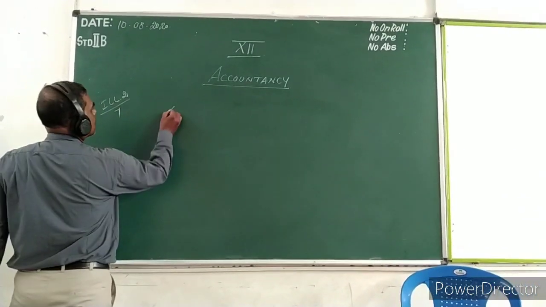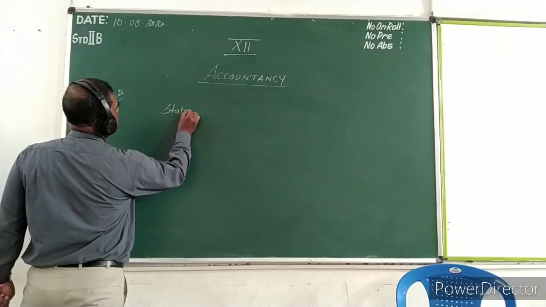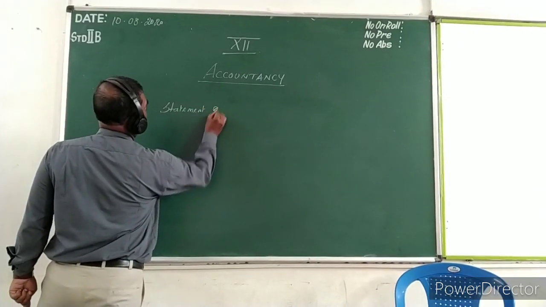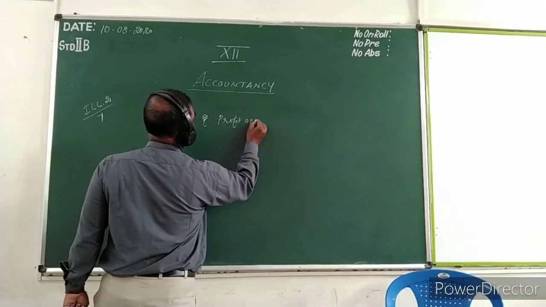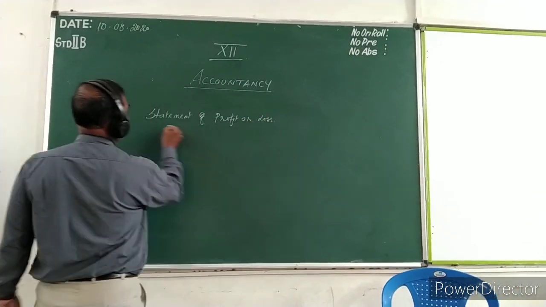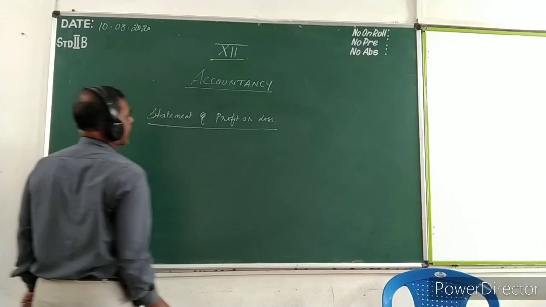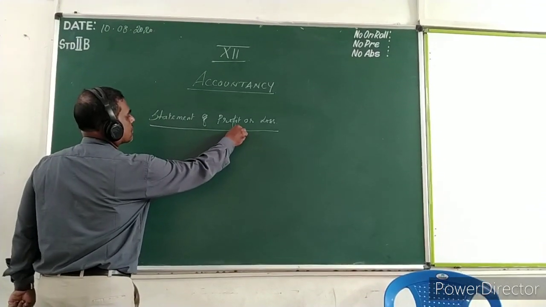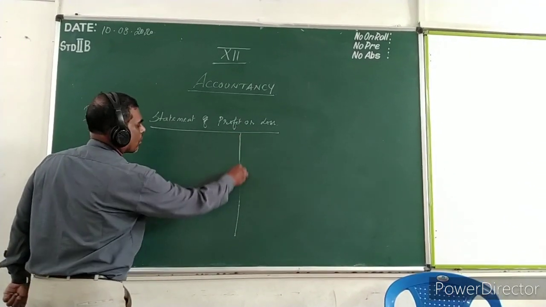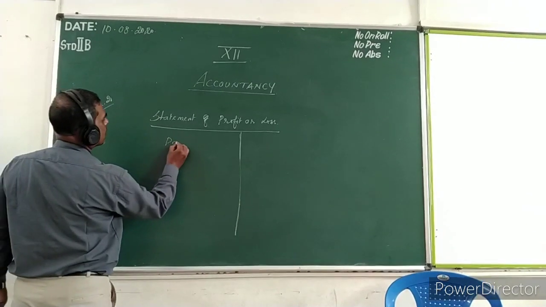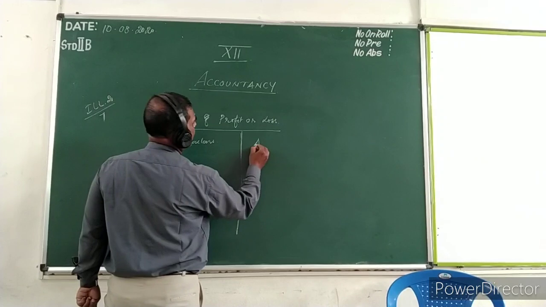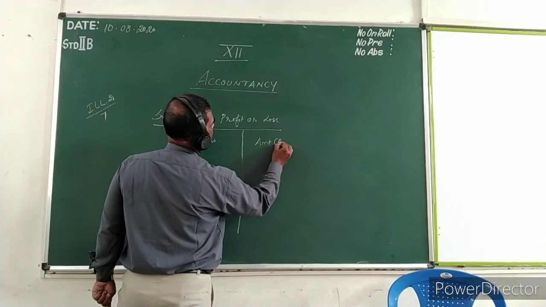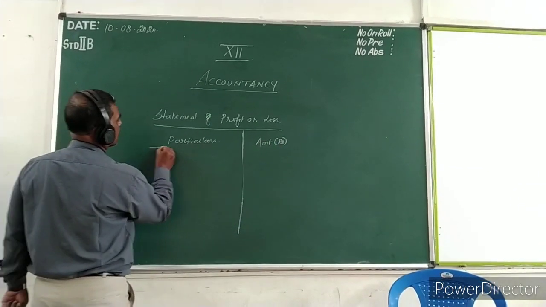Now the solution is statement of profit or loss. Okay, statement of profit or loss. So we have to make 2 columns. One column is for particulars and another column for amount in rupees.